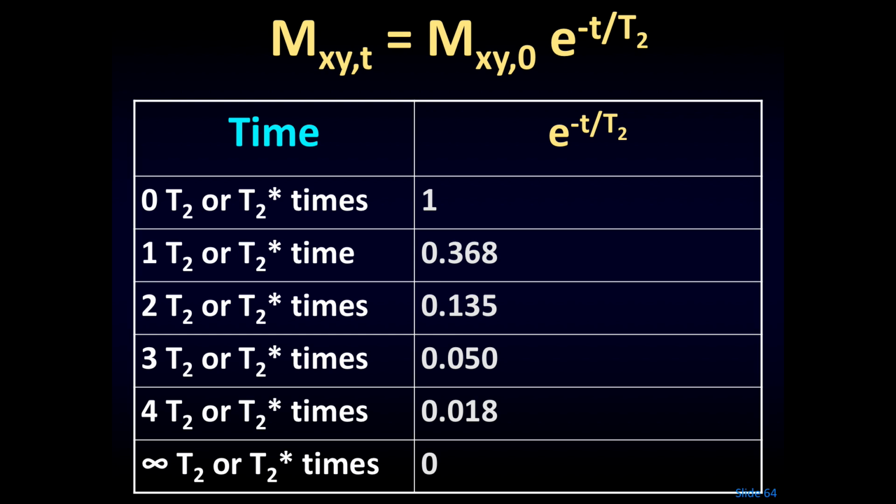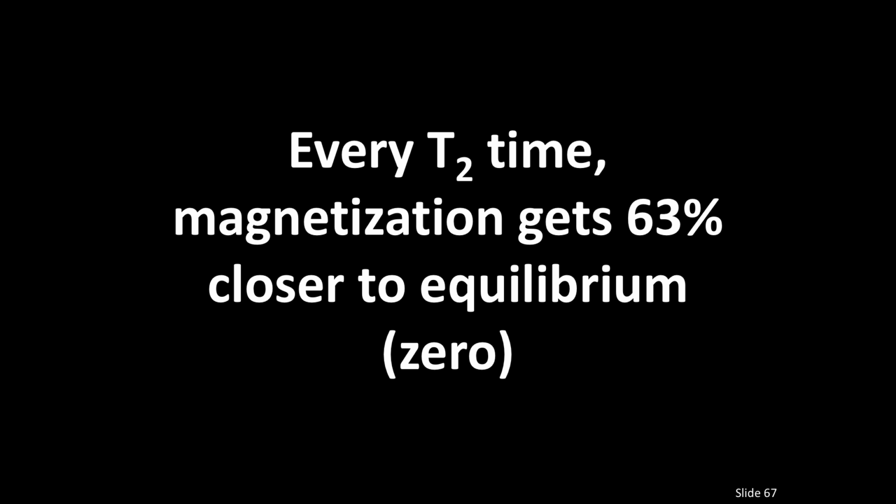Now we're losing 63% of our residual signal with every T2 relaxation time. So if you start out with a signal of 1 and you lose 63% of your signal, you're going to go to 36.8% of your signal. If you then lose 63% of your remaining signal, you're going to go to 13.5%, etc. So every T2 relaxation time, you get 63% closer to equilibrium.